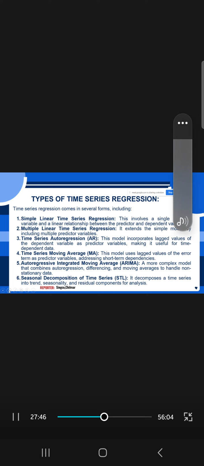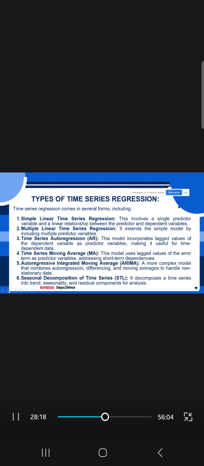The next is the time series moving average. These models use lag values of the error terms as predictor variables, addressing short-term dependencies. A time series moving average is a linear regression model in which the dependent variable is regressed on its own lagged error terms.